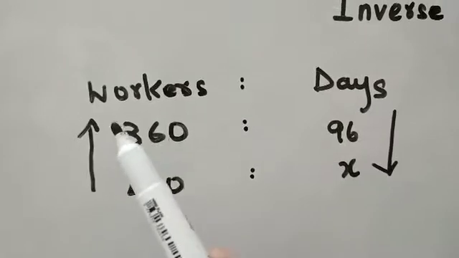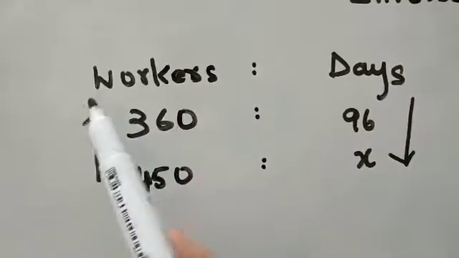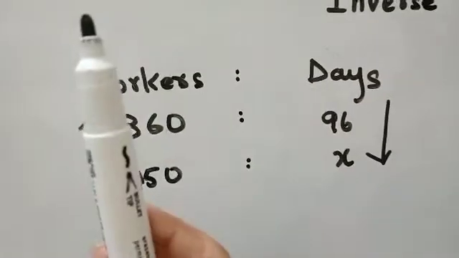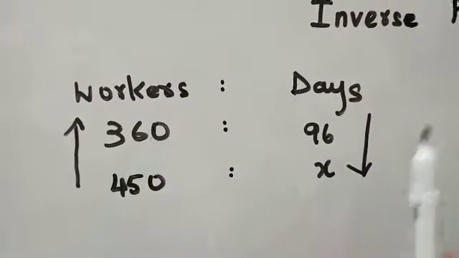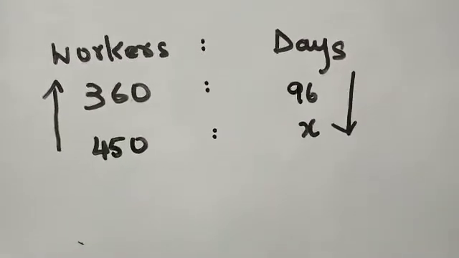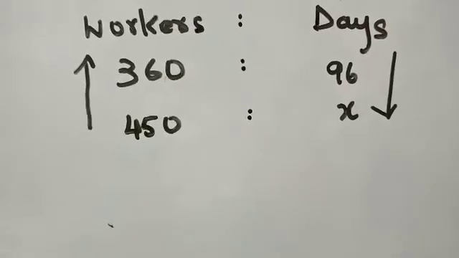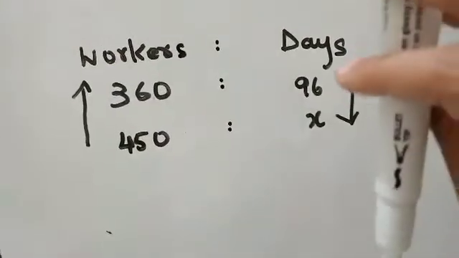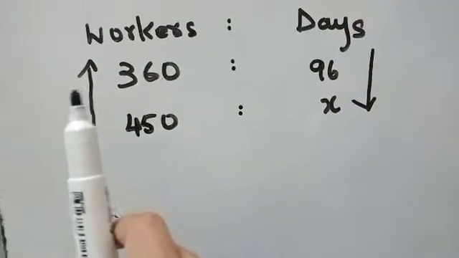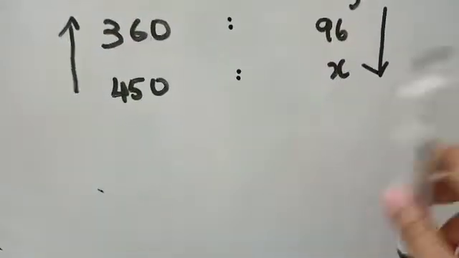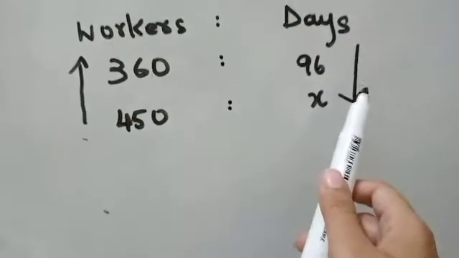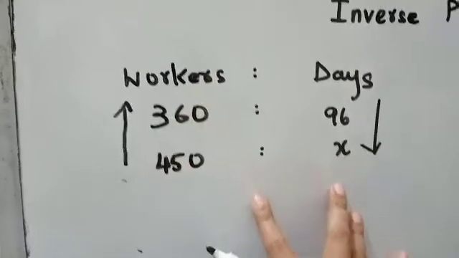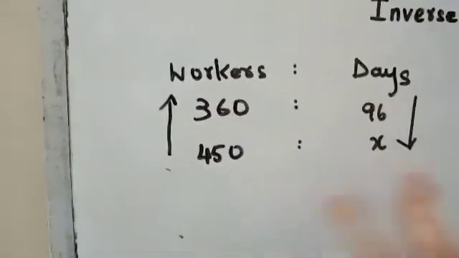Now here you have to look carefully. I made an upside arrow here, and a downside arrow here. Upside means the number of workers is increasing, and downside means that days will be reduced. Again, recall that in direct proportion we always make the arrows on the same side. If it was increasing, we make it up. If it was decreasing, we make it down. But here one arrow will always be up and the other will always be down. If this is down, this will be up. This is called inverse proportion, and it shows that workers and days are inversely proportional to each other.